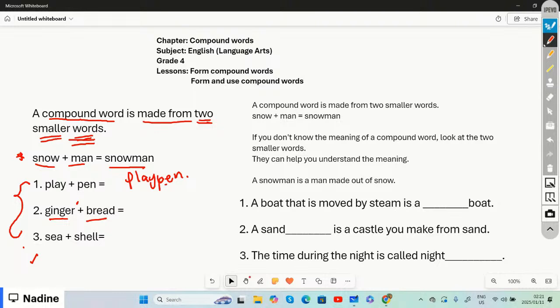So when it comes to compound words, yes, we still join the words, this word plus this word, and we create a new word and we create a new meaning to it. But now we're going to look at examples. Here it is, a snowman is a man made out of snow.